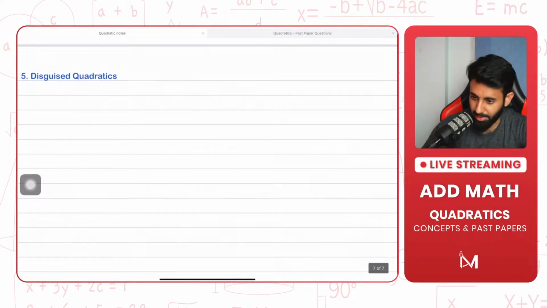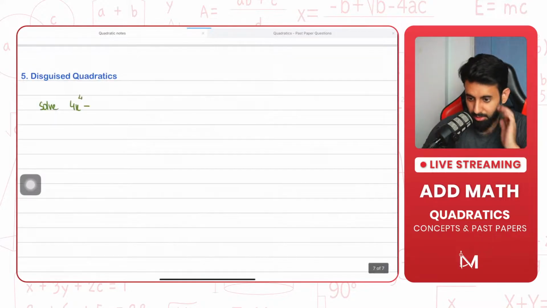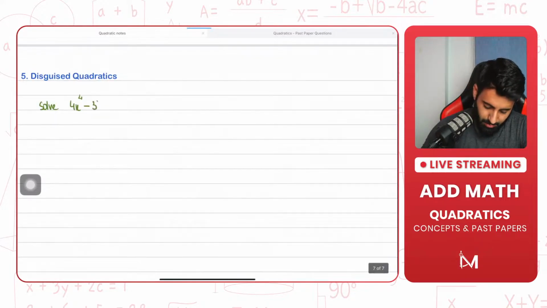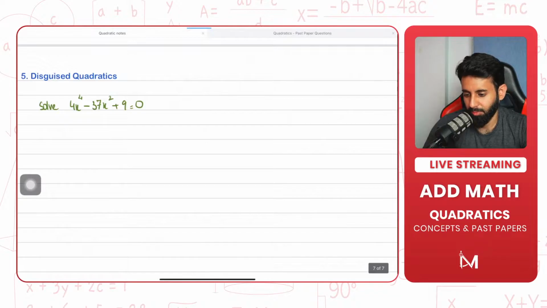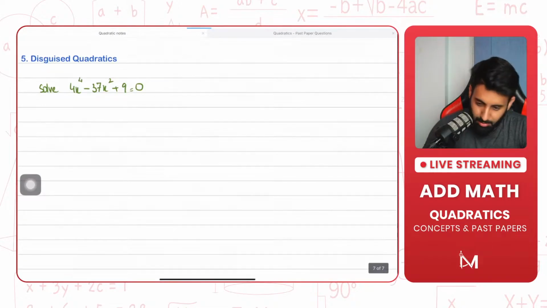Let's do an example straight away. So let's say you're asked to solve this equation: 4x to the power 4 minus 37x squared plus 9 equals 0. Now, what will be your cue to identify that it's disguised quadratics is that you look for the powers on x, and you'll always notice that the greater power on x is double the smaller power. For example, here is 4 and here is 2.